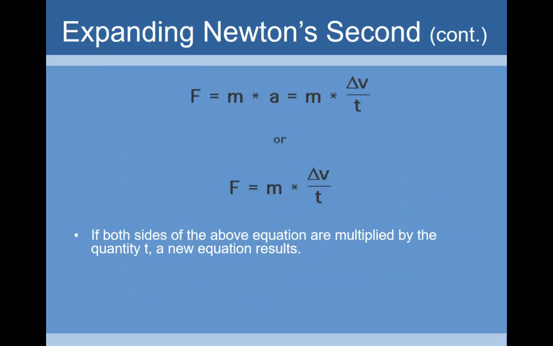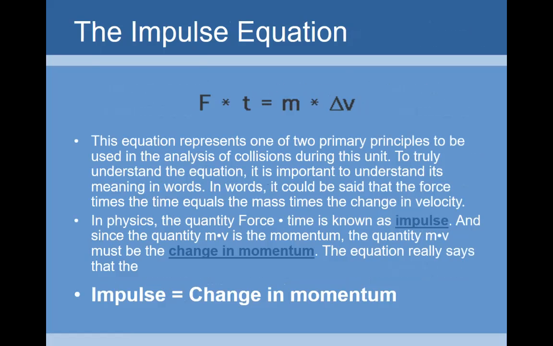Well, if you multiply by t on both sides, what you end up getting is F times t equals m delta v. So mass times change in velocity is equal to force times time. Impulse, then, is going to be the change in momentum. And when we look at these equations, that's a direct derivation from Newton's second law. On this side, we have force times time. This is what's known as impulse.